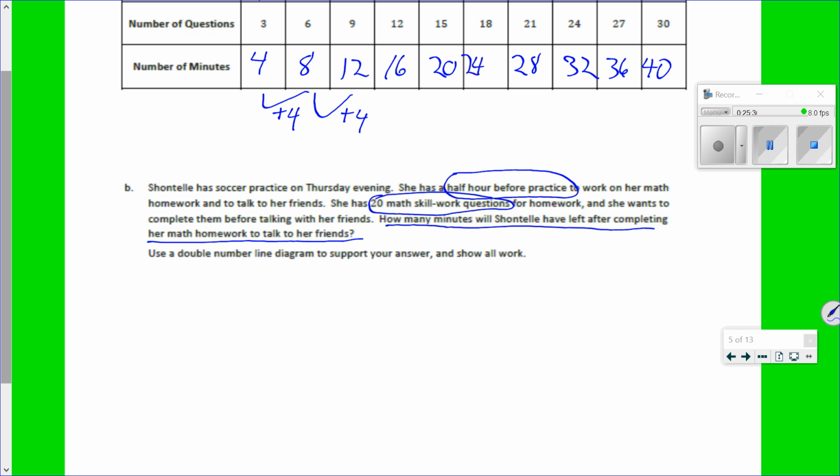All right, so if we're going to do the double number line, hopefully my artwork is as good as Mr. Moore's.